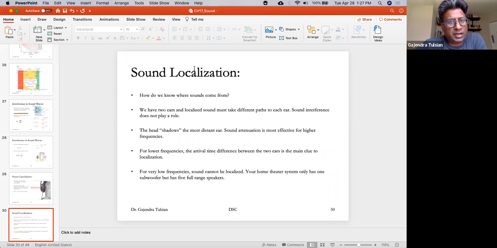Okay, sound localization is the question of how you tell where the sound is coming from. Okay, so how do we know where the sound is coming from?